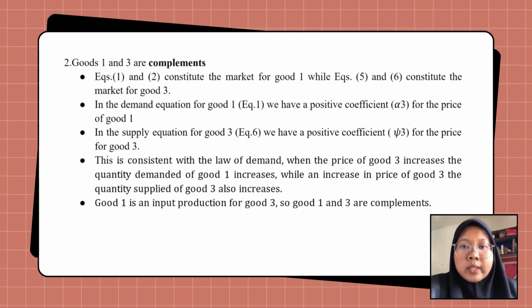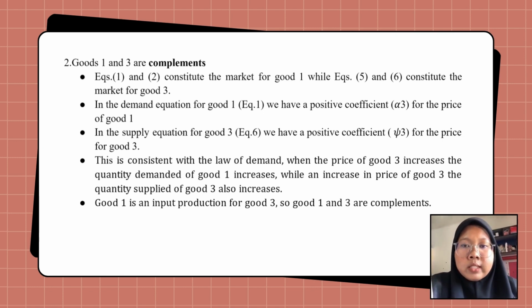The second one we can describe is the relationship between good 1 and good 3. Equation 1 and equation 2 constitute the market of good 1, while equation 5 and equation 6 constitute the market for good 3. In the demand equation for good 1, equation 1, we have a positive coefficient, which is alpha 3 for the price for good 3. In the supply equation for good 3, which is equation 6, we have a positive coefficient, which is psi 3 for the price for good 3.